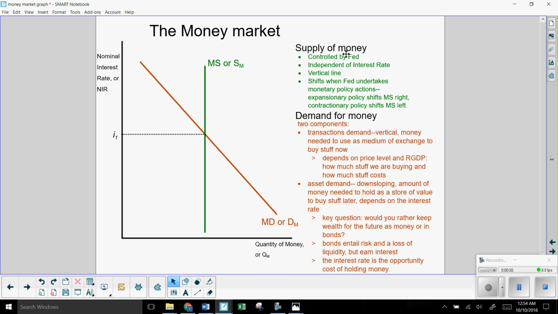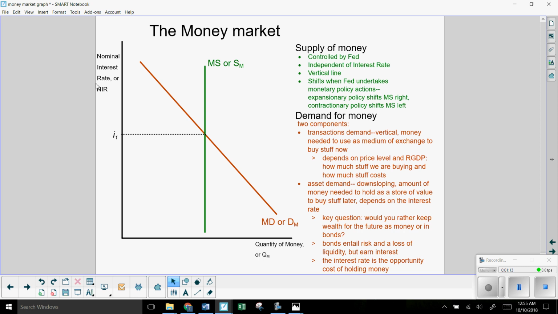So who controls, what factors influence how much money there is in our economy? Well, there's really just one factor, that's the Fed. And for any country, this is really the definitional characteristic of what it means to be a central bank, is that you have a monopoly on deciding how much money there is in circulation. So that decision is presumed to be independent of the interest rate.